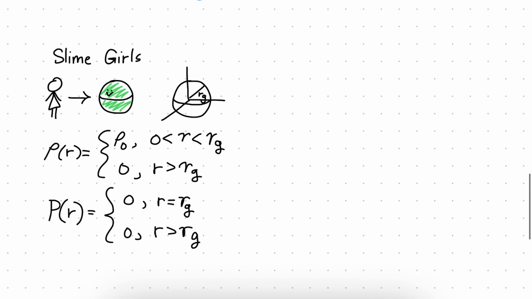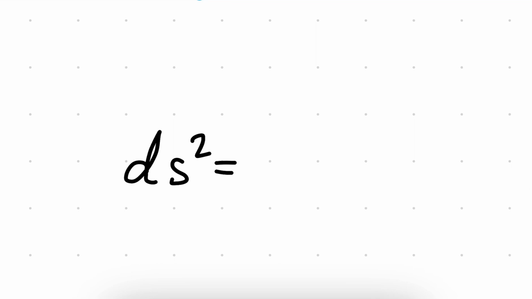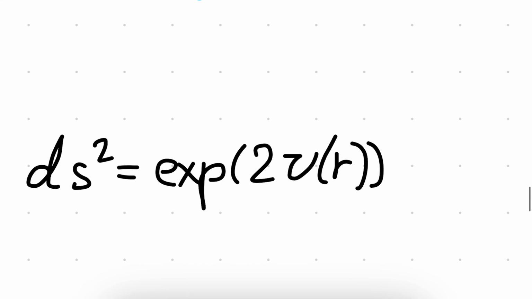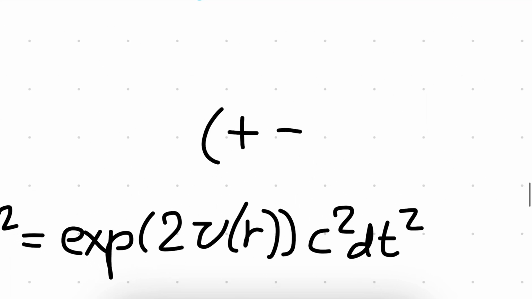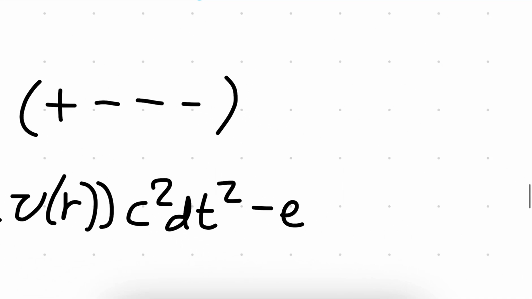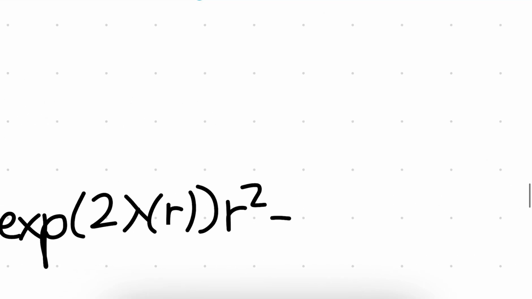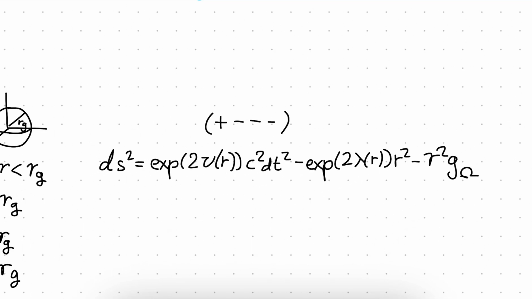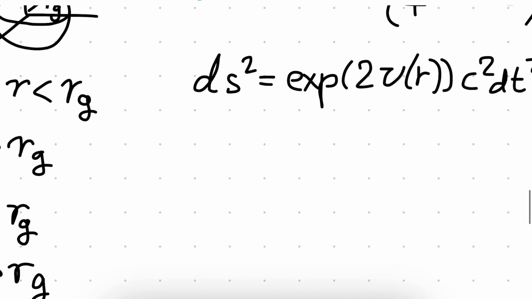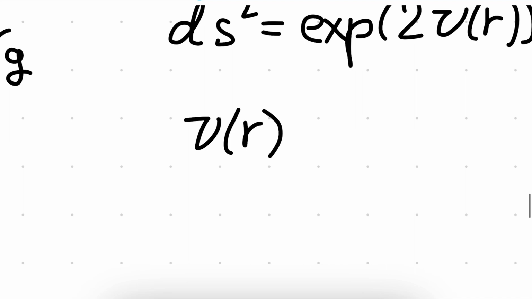So recall that the line element ds squared for this type of mass, which is a spherically symmetric mass, is exp of 2 nu of r c squared dt squared. I'm going to use the plus-minus-minus-minus convention. So minus exp of 2 lambda of r dr squared minus r squared d omega squared, wherein again d omega squared is the standard metric on the 2-sphere. And so taking into consideration these initial conditions, our nu of r works out to be the following.